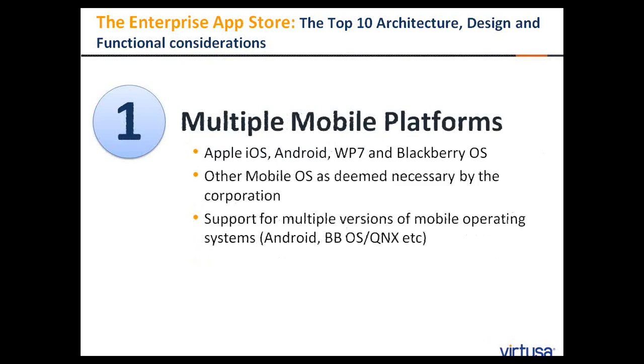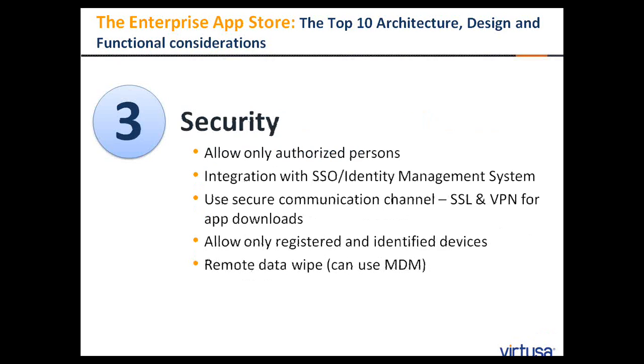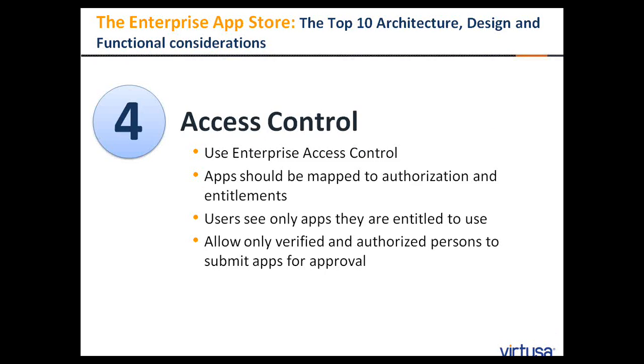Okay, so I'll summarize this in a minute. The top 10 architecture, design, and functional considerations. So one is the multiple mobile platform support. The second one is having access to the App Store using either a native application or the mobile web. The third one is security, allowing only authorized persons and integration with SSO and identity management systems.